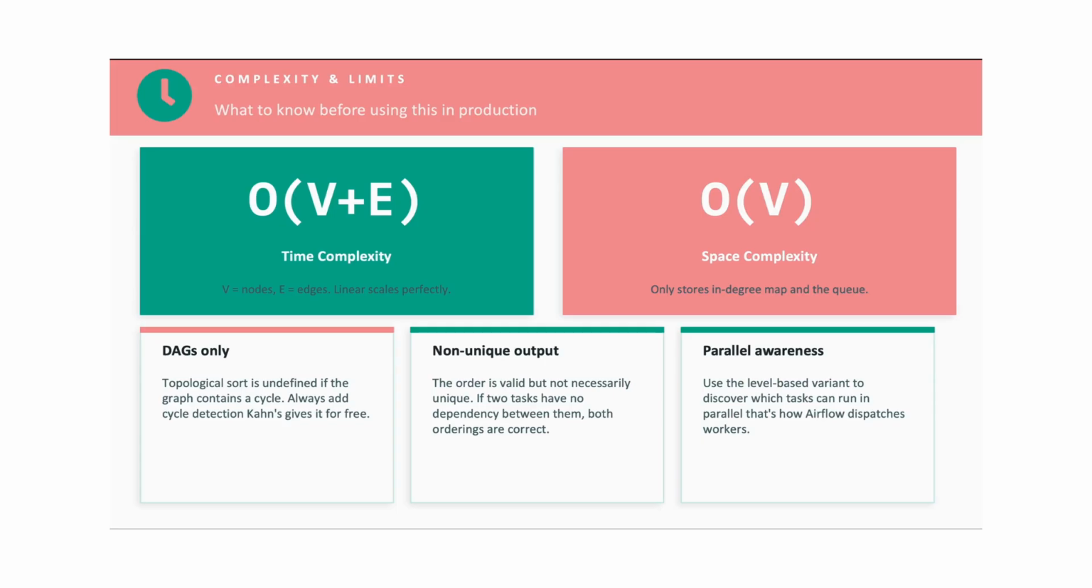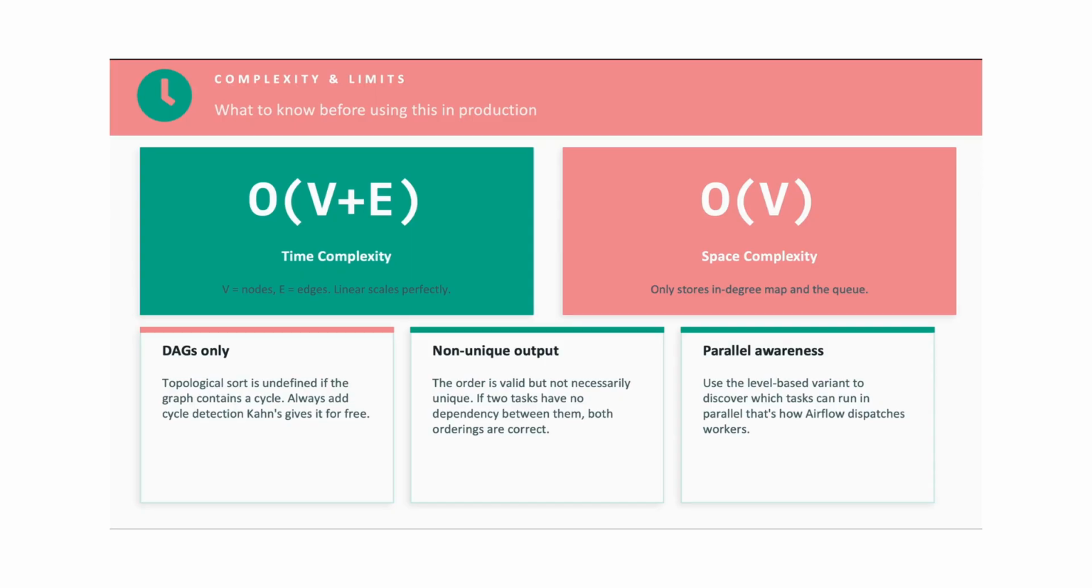So the three limits to remember are: first, this only works on DAGs. The moment you have a cycle, the topological sort is undefined. It's like dividing by 0. Always include cycle detection. The algorithm we talked about, Kahn's, gives it to you for free, okay? The second thing to remember is the output is not unique. If two tasks have no dependencies between them, either can come first. Airflow handles this by running them in parallel when possible.